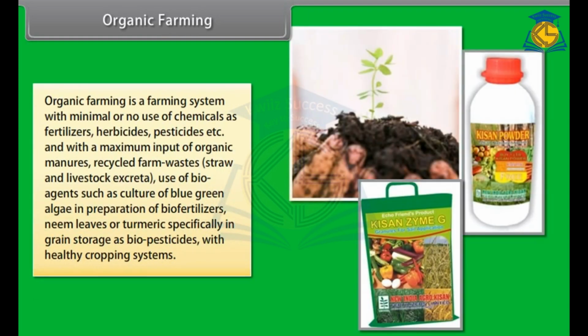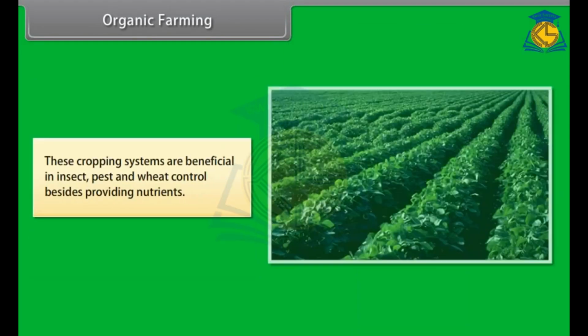Organic farming. Organic farming is a farming system with minimal or no use of chemicals as fertilizers, herbicides, pesticides, etc., and with a maximum input of organic manures, recycled farm wastes, straw and livestock excreta, use of bioagents such as culture of blue-green algae in preparation of biofertilizers, neem leaves or turmeric specifically in grain storage as biopesticides with healthy cropping systems. These cropping systems are beneficial in insect, pest and weed control besides providing nutrients.